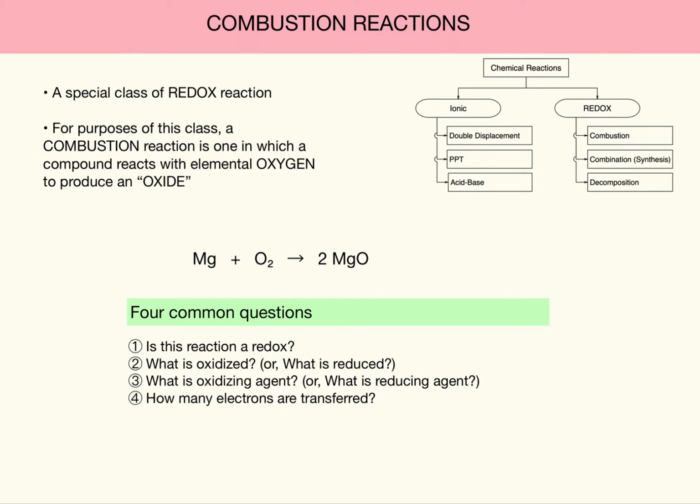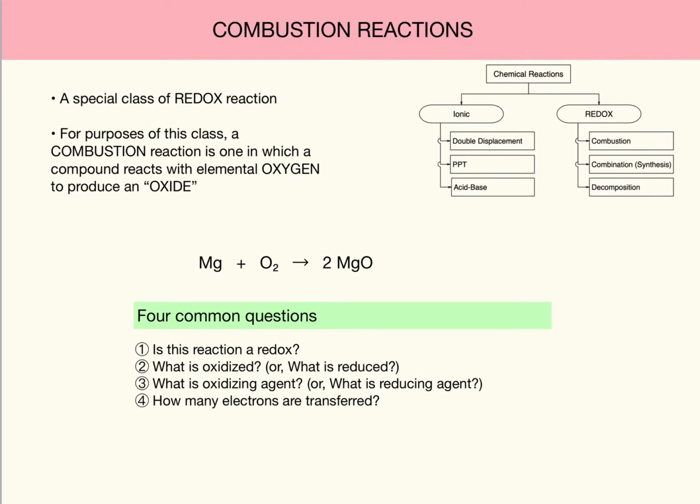Combustion reactions are a special class of redox reactions. And for the purpose of this class, it's a situation in which some material is reacted with oxygen to give the oxide of that material. In this reaction, magnesium reacts with oxygen to form magnesium oxide. If the oxygen doesn't give it away, the word oxide should.